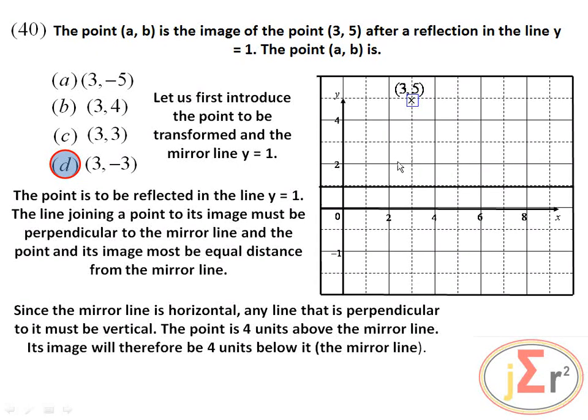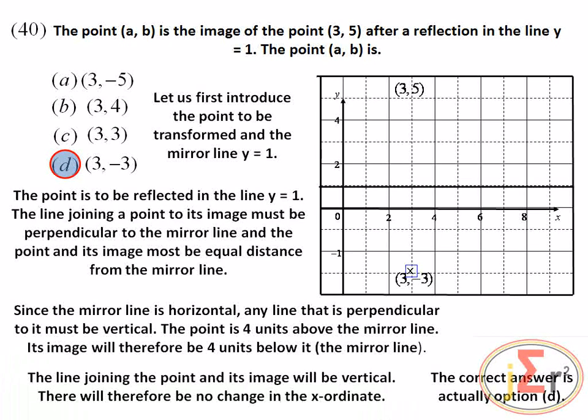Also, the distance that we have from this point to the mirror line is the same distance from the mirror line to the image. So from here, we have 1, 2, 3, 4 units. From here, we need to have 1, 2, 3, 4 units. It will be located right here. Good. And the coordinates of that point will be 3, -3. The correct answer is actually option D. So we have verified that it is option D.